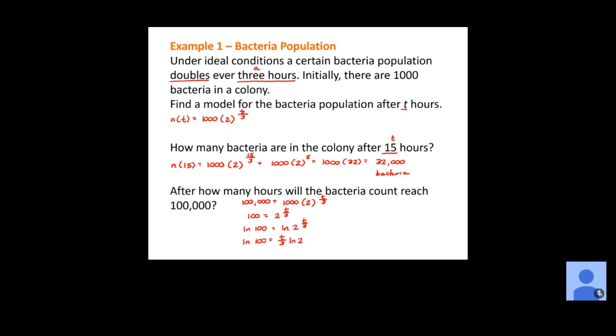All right, now we need to get t by itself. Well, we're dividing by 3 and multiplying by the natural log of 2. So we need to get rid of both of those things. So my first step here, I'm going to go ahead and multiply by the 3 to get rid of that.